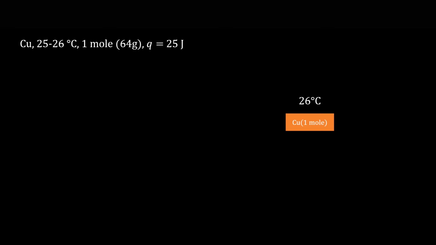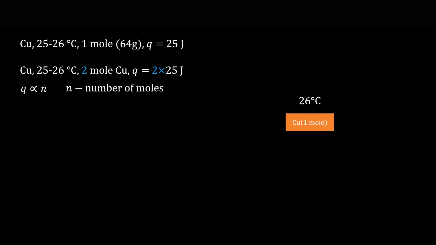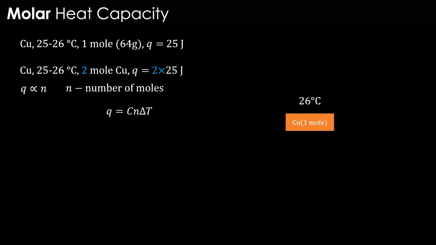Instead of a kg, let's take a mole of copper, which will have the atomic weight of copper 64 grams. To increase the temperature by 1 degree, it takes about 25 joules. For 2 moles, 2 times of it. So Q is proportional to number of moles here. This is the molar heat capacity with units joule per mole per Kelvin.